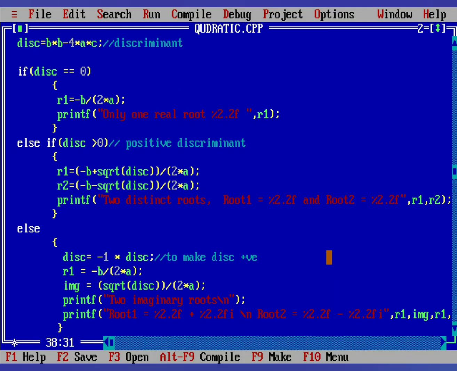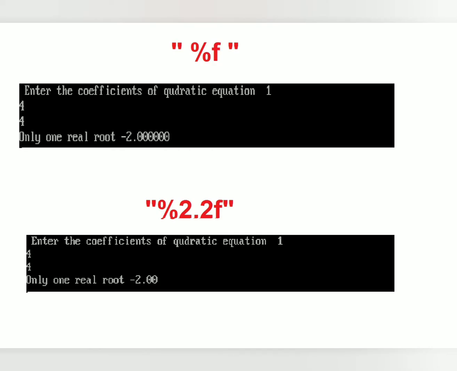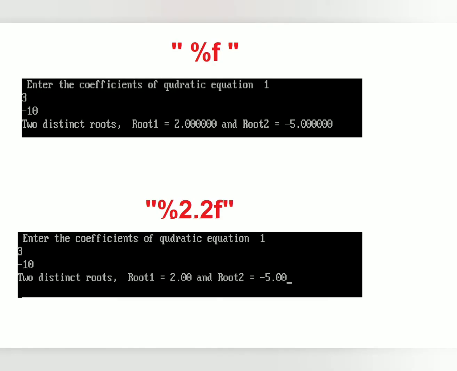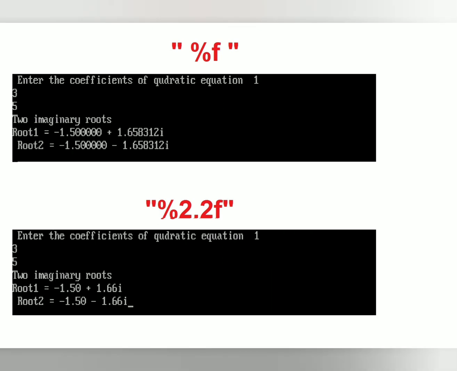Now I made a small change in my program. I added 2.2 before f. You can see the change in output. Only the decimal values have 2 place values. Otherwise we got 6 place values. The difference is shown above.